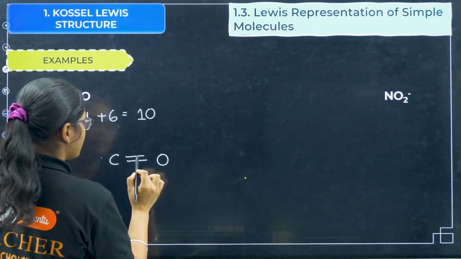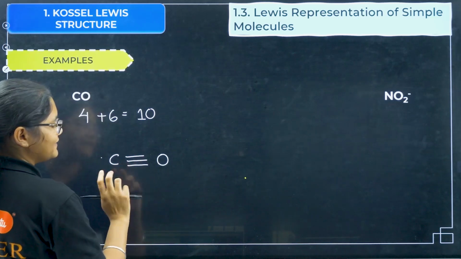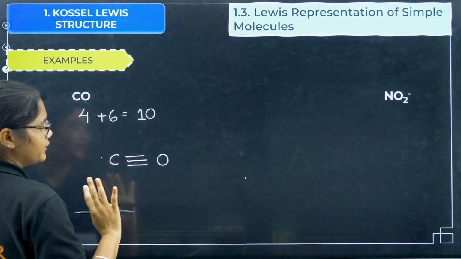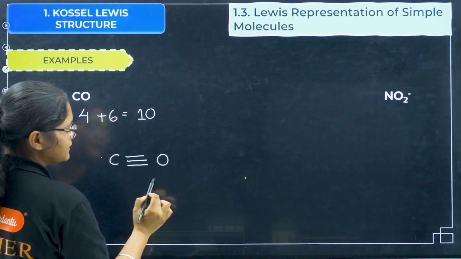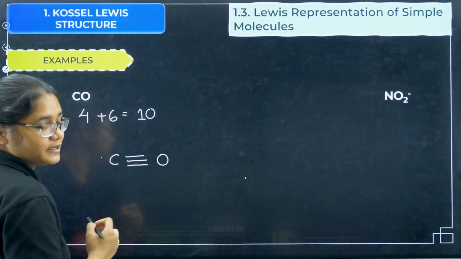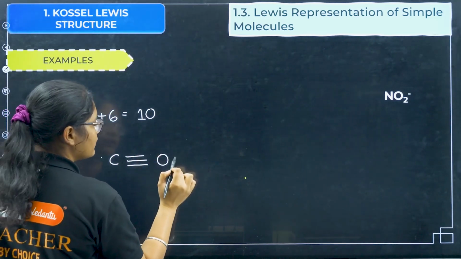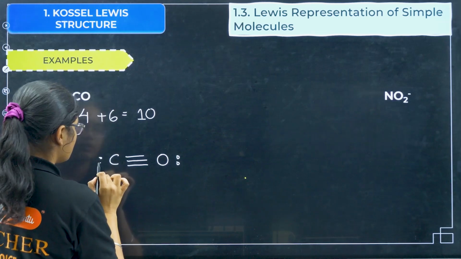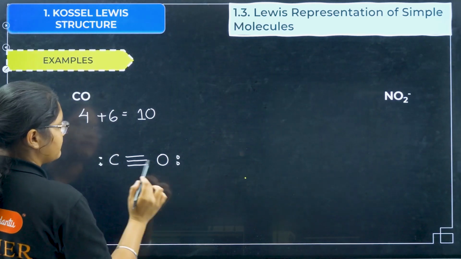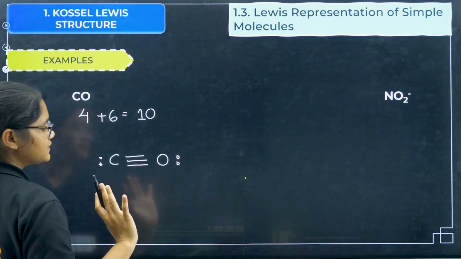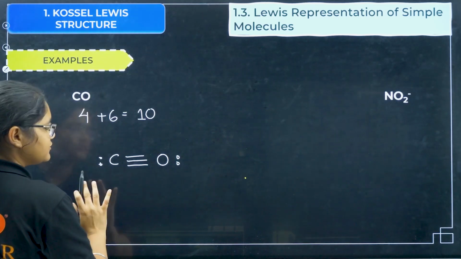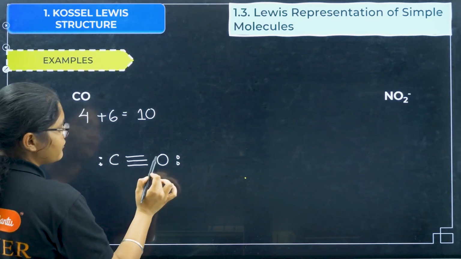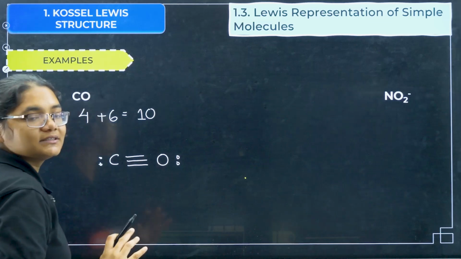So 6 electrons are already used. But the octet is not satisfied yet. Here there are 6 valence electrons, here also 6 valence electrons. So I have a total of 4 electrons left. So 10 electrons in total are used. In place of carbon, if you count, its octet is satisfied. For oxygen also, the octet is satisfied.